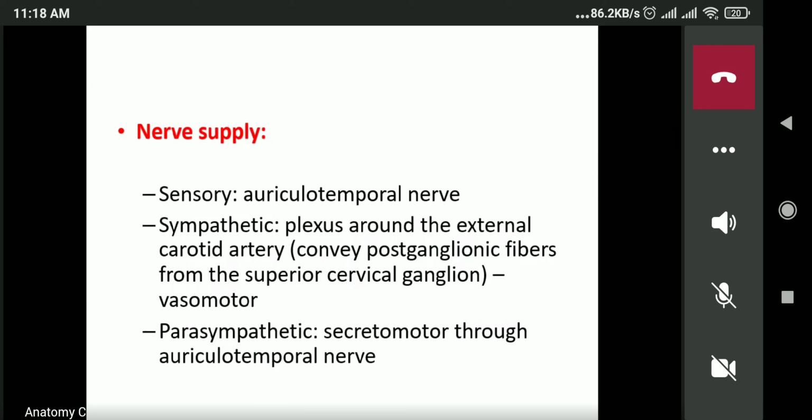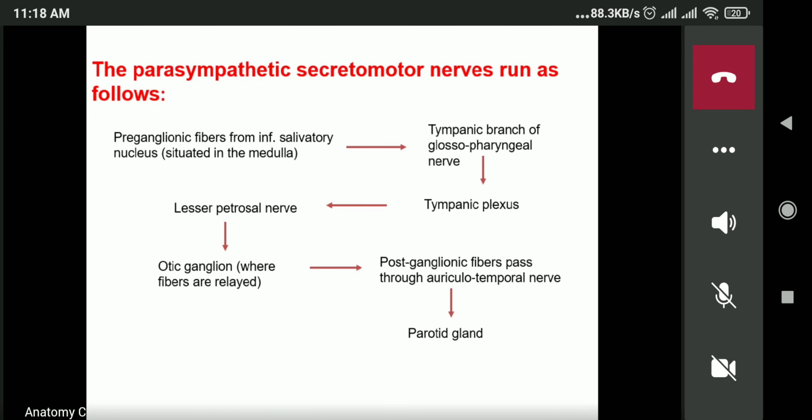So, very important SAQ. Parasympathetic secretomotor nerves run as follows. What is the pathway of the parasympathetic supply to the parotid gland? It can be an SAQ.